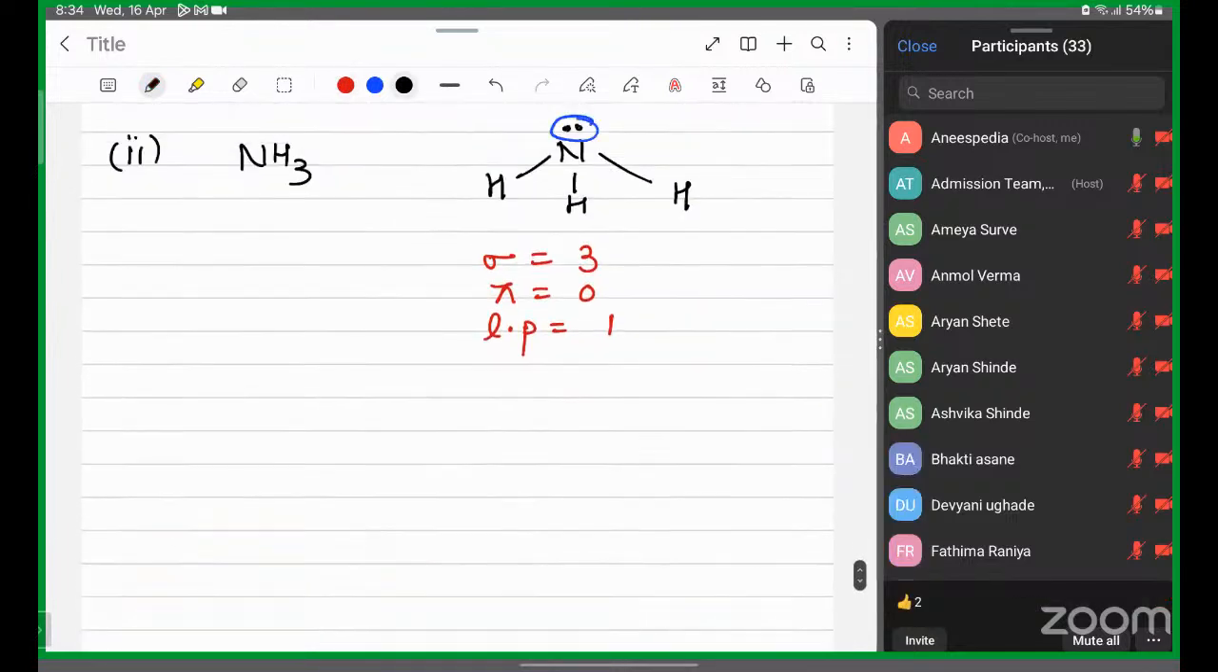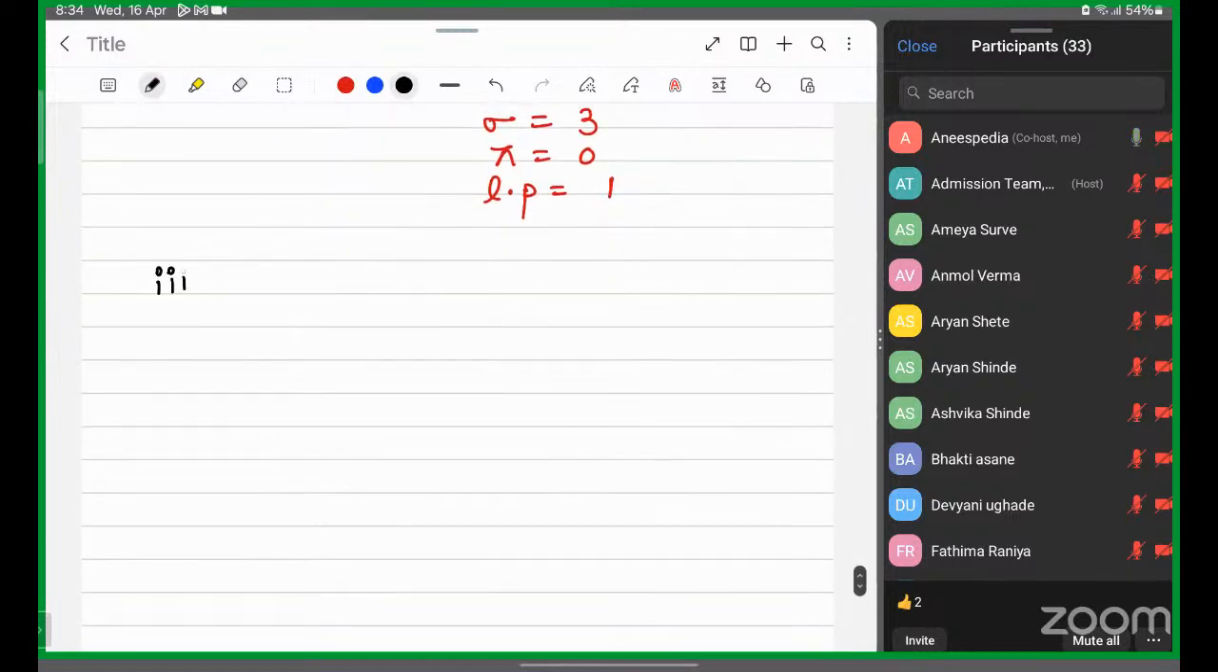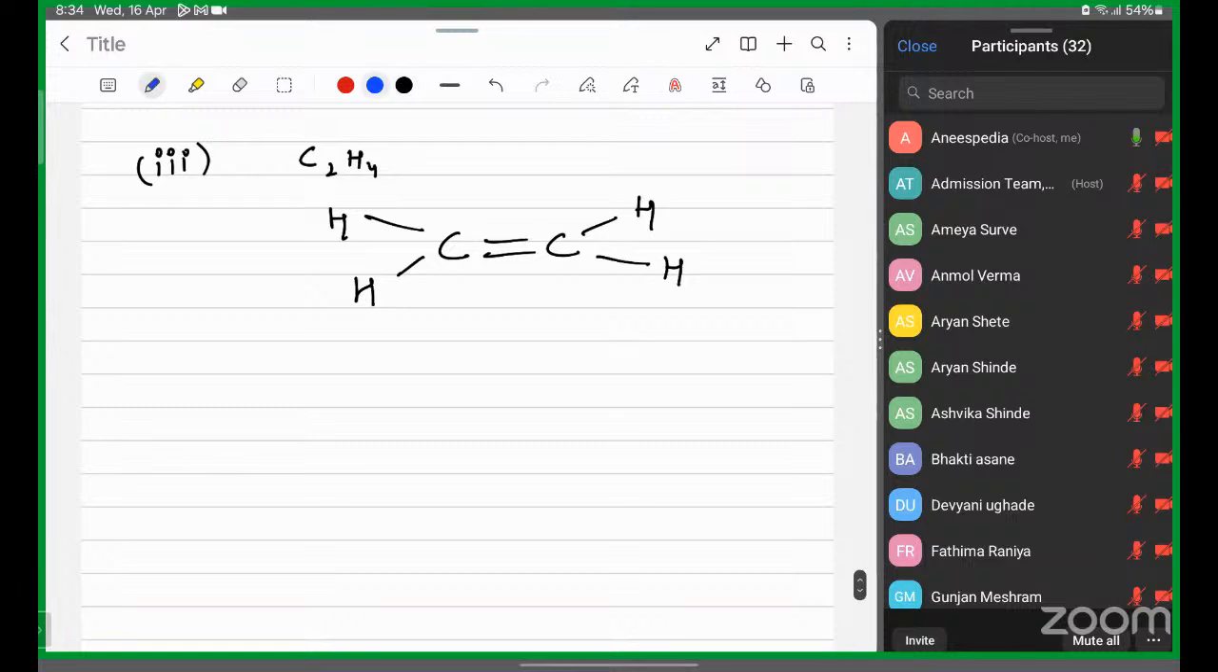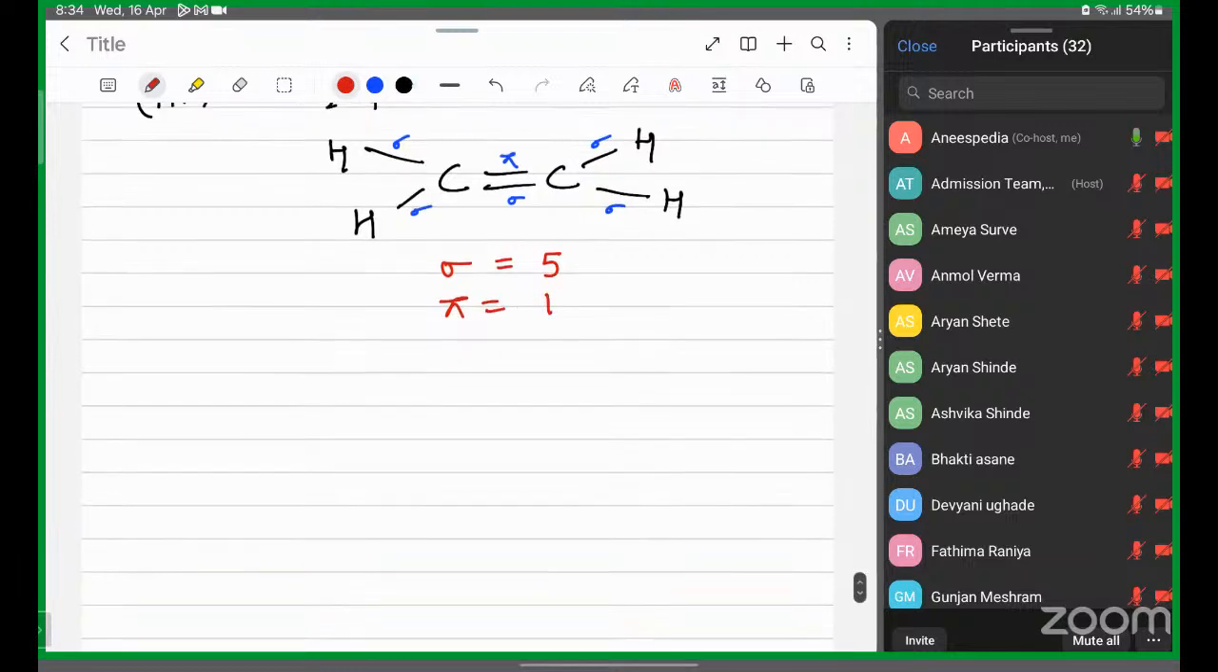Next point is C2H4. C2H4 is C double bond C, bond H, bond H, bond H, bond H. In this case, what will be the number of sigma bonds? So one bond is sigma, sigma, sigma and sigma. In the double bond, one will be sigma, another one will be pi. So there will be a total of how many? 1, 2, 3, 4 and 5 sigma bonds. And pi bonds will be how many? 1 pi bond. Understood?